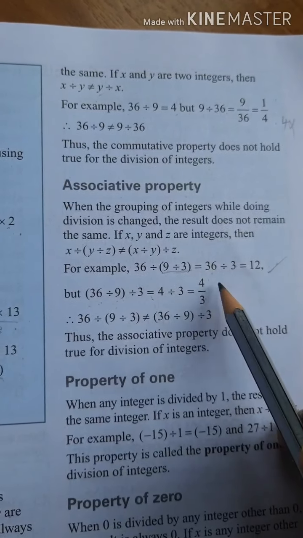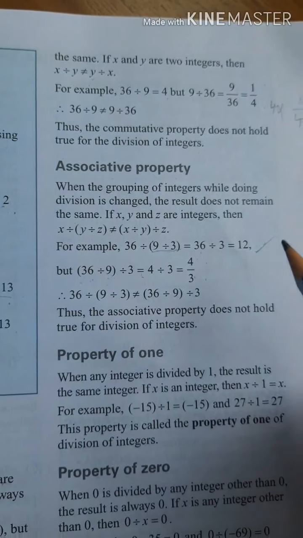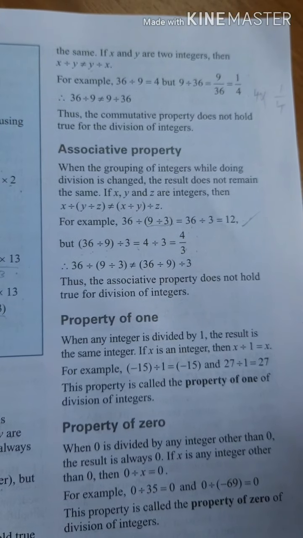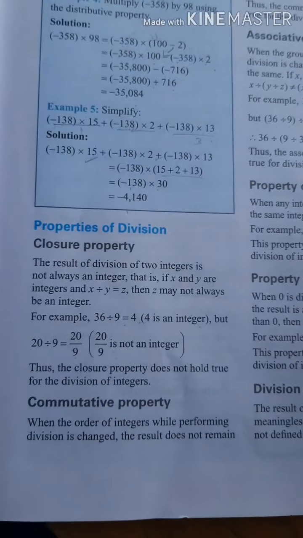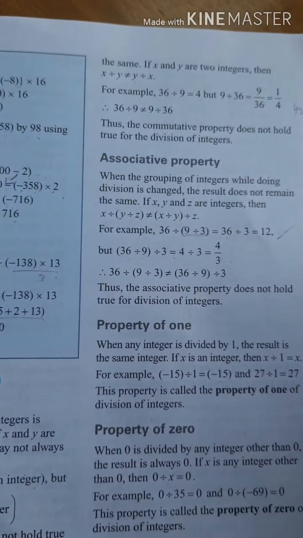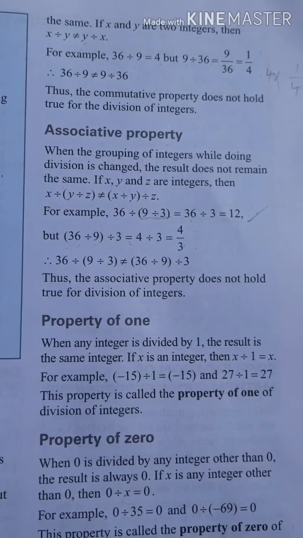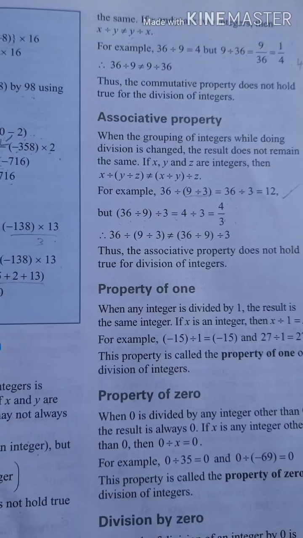Here 12, here 4 by 3. Are both equal? No. So associative property also doesn't hold for division. So closure property, commutative property, associative property all won't hold for the division.